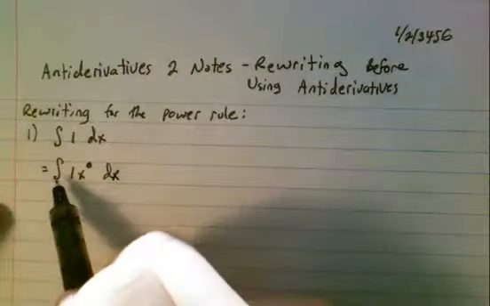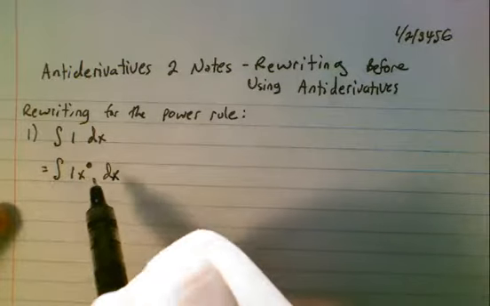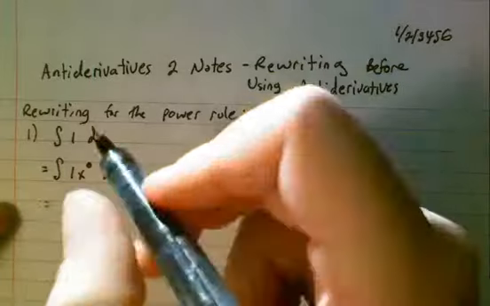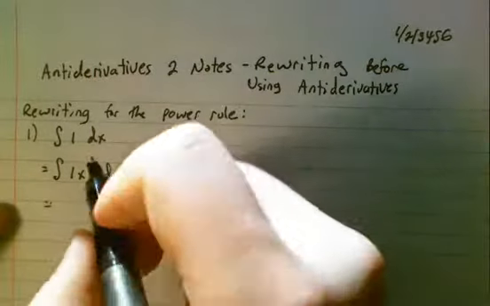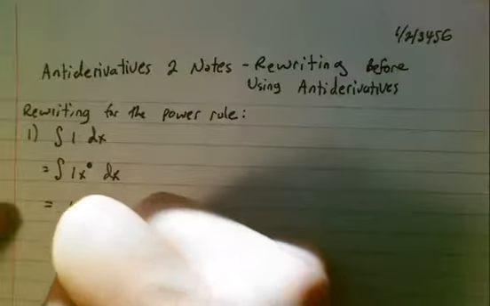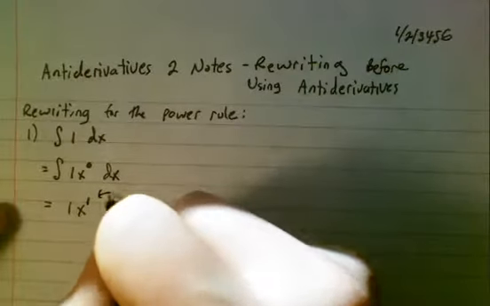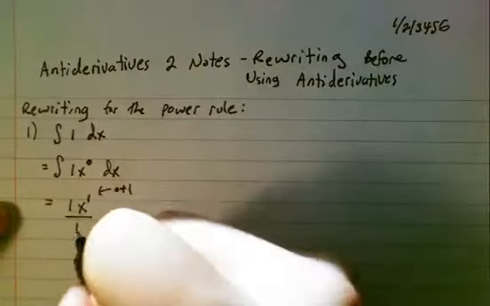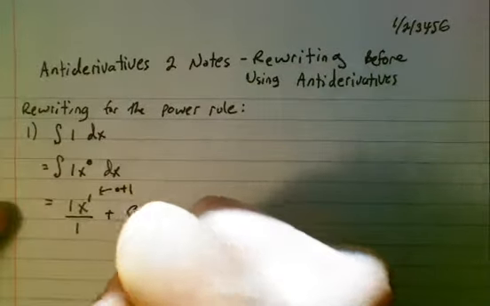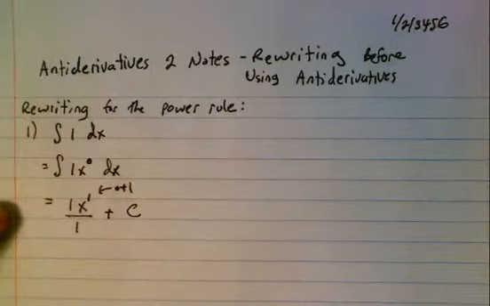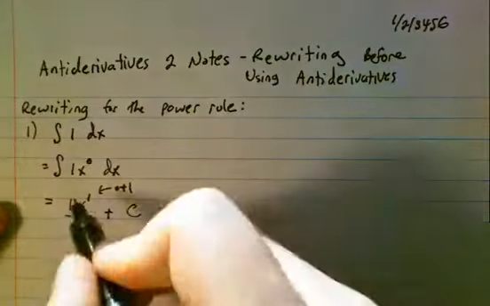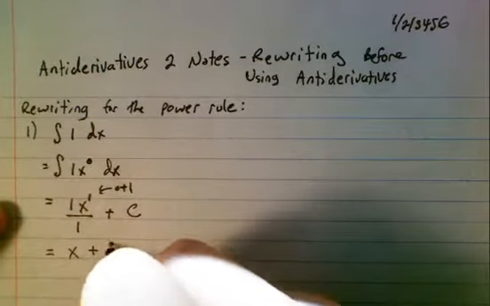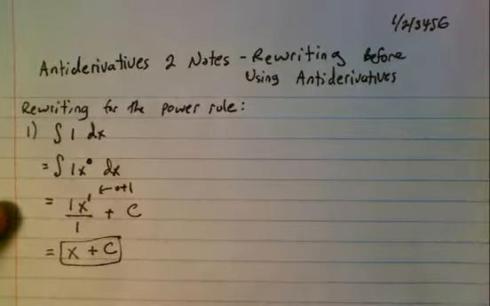Notice I still have this antiderivative symbol. I haven't done anything yet. I'm just rewriting. Now when I go to take the antiderivative, I can use the power rule of saying I'm going to take this x to the 0, I'm going to add 1 to the exponent. So this 1 comes from 0 plus 1. And then I'm going to divide by my new exponent, which is 1. Always remember, when we take the antiderivative, that plus c comes along for the ride. So, if I get rid of my invisible 1's, there's my antiderivative.